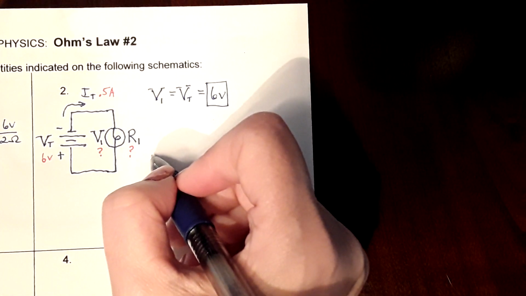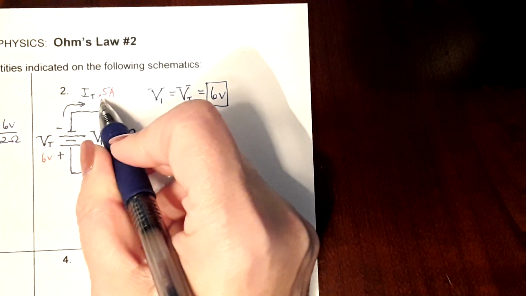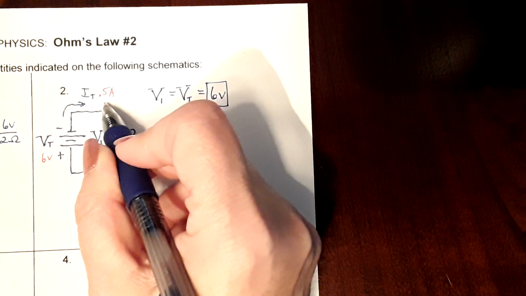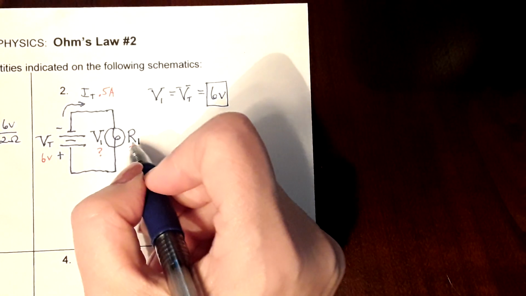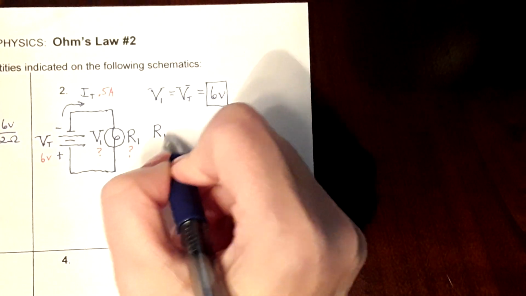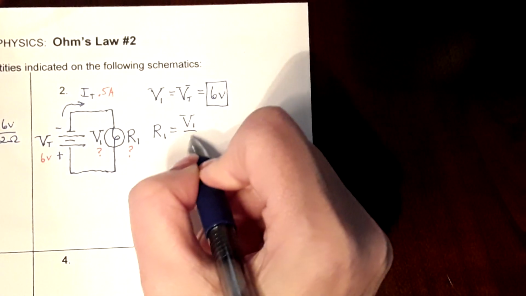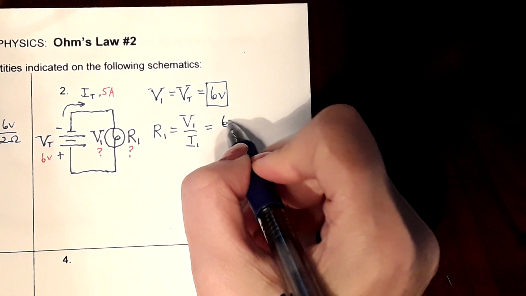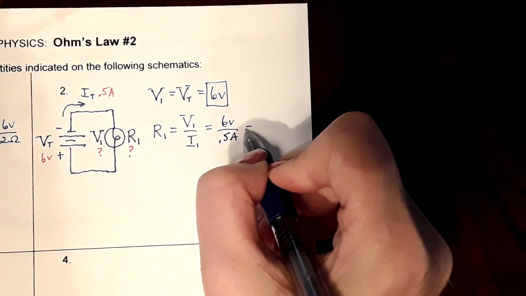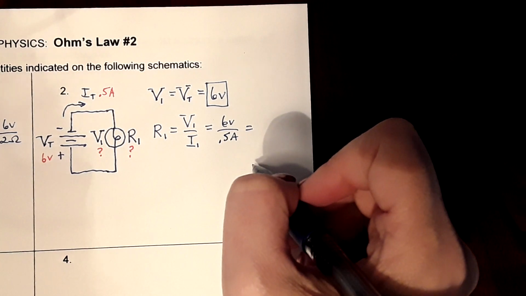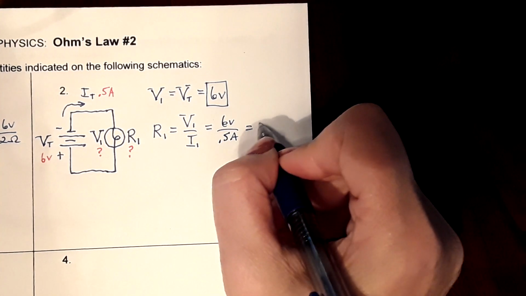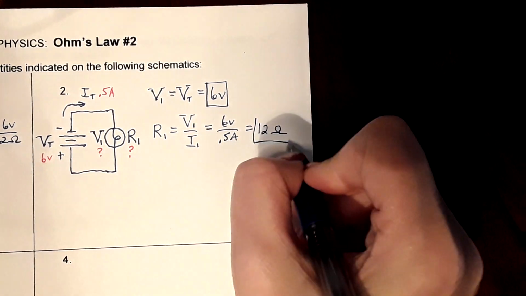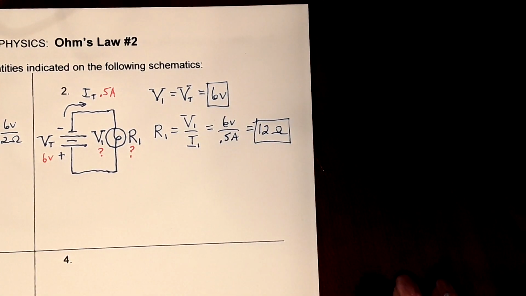Okay, now we've got V1, we've got I1, because remember all the currents are the same around a single loop, so we can find R1. R1 equals V1 over I1, and I1 is 0.5 amps, so we get 6 volts over 0.5 amps, and as you all know, 6 divided by half is the same thing as 6 times 2, so that's 12 ohms of resistance in the filament of that light bulb. Oh, I was going to let you do it, and I did it myself, didn't I? Oh, well, aren't you lucky?